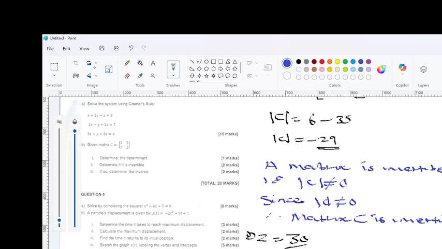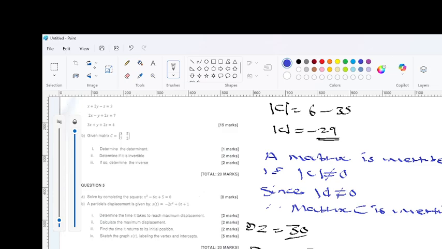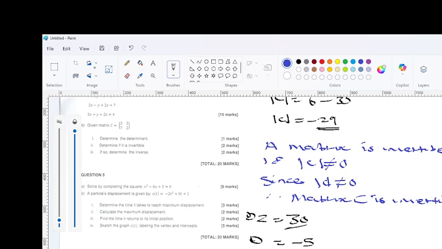But if the determinant of a given system is equal to 0, then that matrix is not what? Is not invertible. So now here they're saying that a matrix is invertible if the determinant of C is not equal to 0. And the determinant of C is negative 29, so this matrix that we've been given is invertible. So let's go to question B3. If so, determine the inverse.